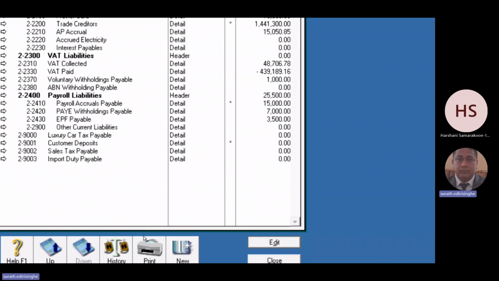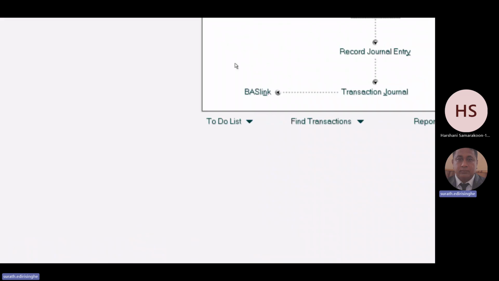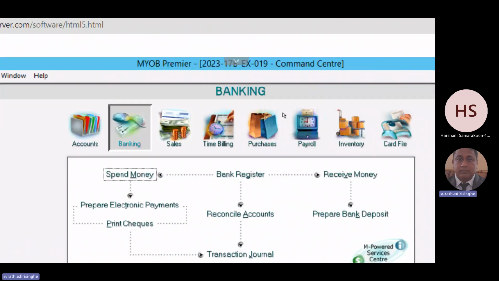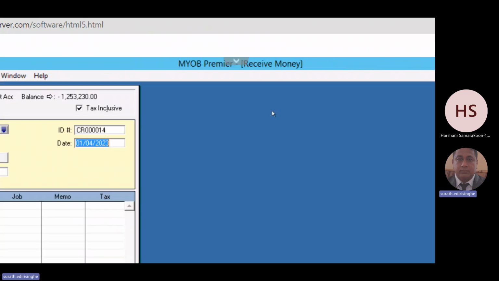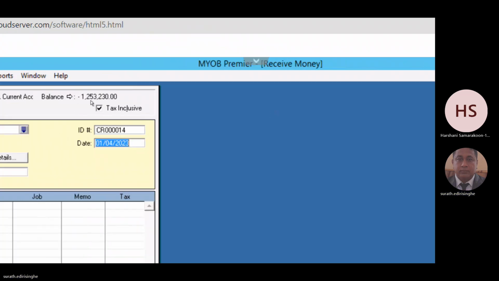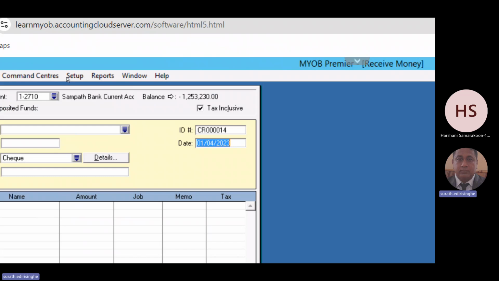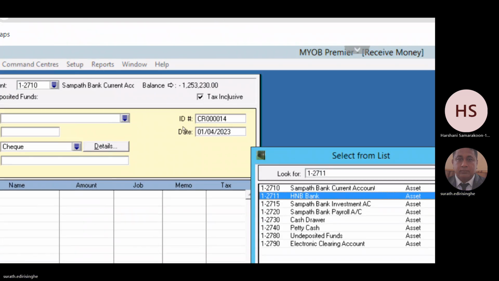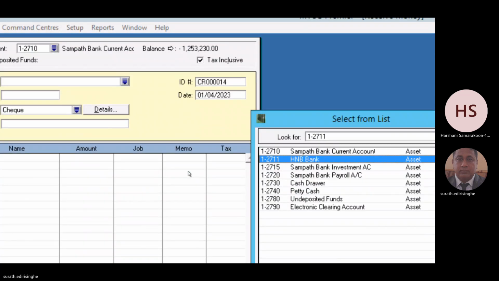Right. Now you got the money from the bank. Select on receive money. Sampath. Correct. Sampath. No. This time you are getting the money on your HNB current account. HNB current account. Understood?